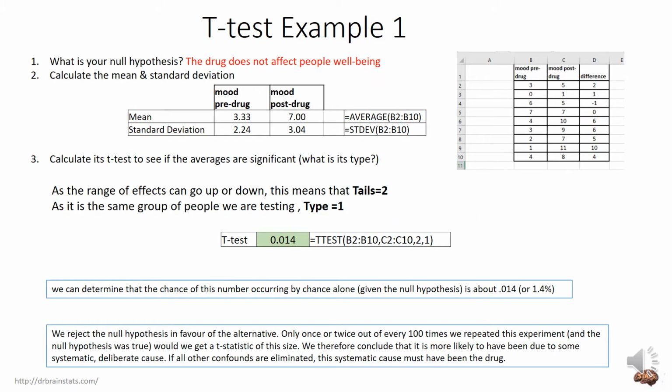So what is our null hypothesis? Well, the null hypothesis would be the drug does not affect people's well-being. So this is what we're going to try and disprove. The next stage is to calculate the mean and standard deviation. These are simple formulas done in Excel, which we did in the first course.